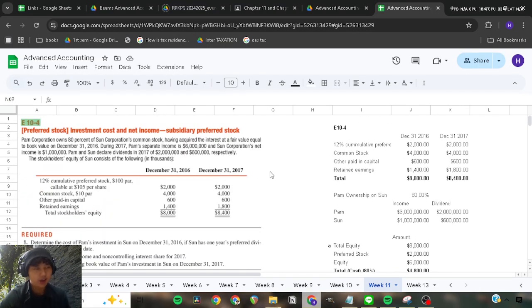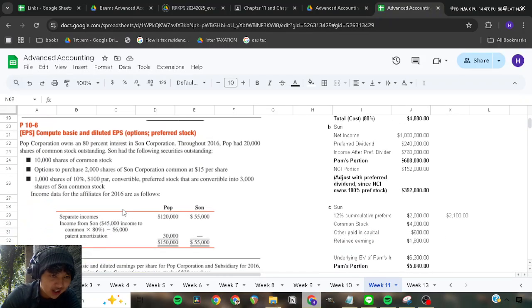And right now, I'm just moving on to chapter 10 of the accounting book, the same accounting book I've been using for my previous assignments as well. We're gonna talk about two questions, an E question and a P question, if you know what I mean.